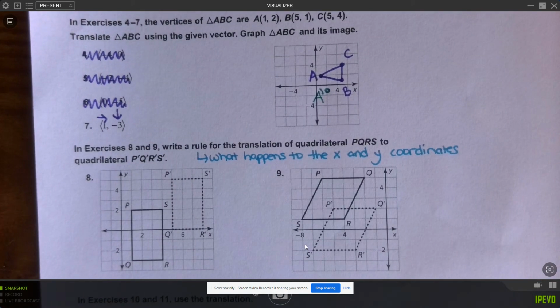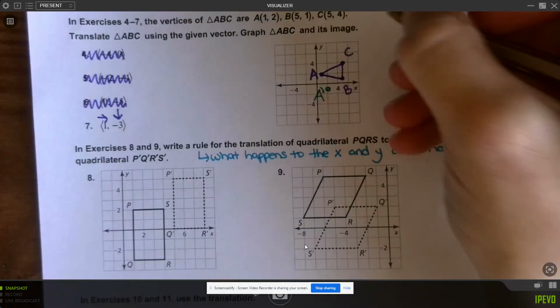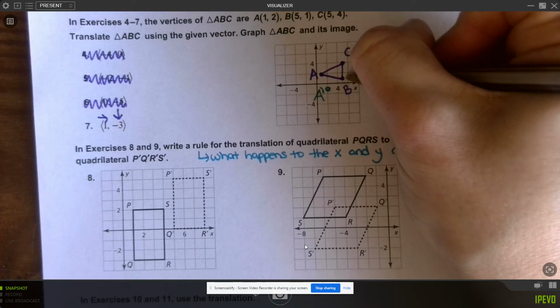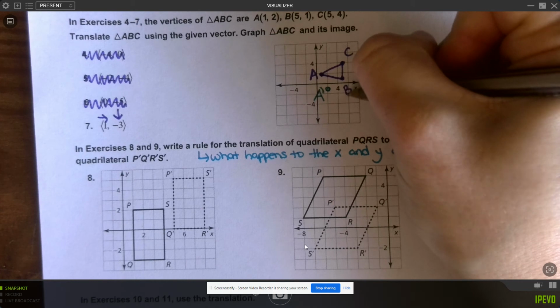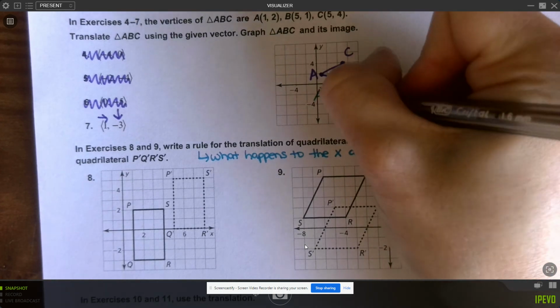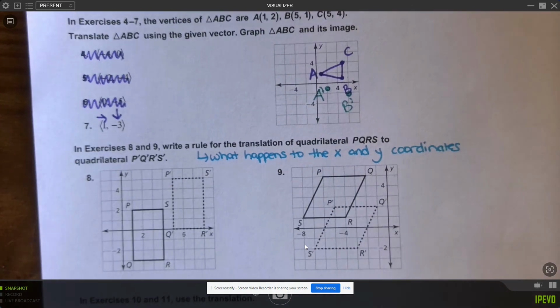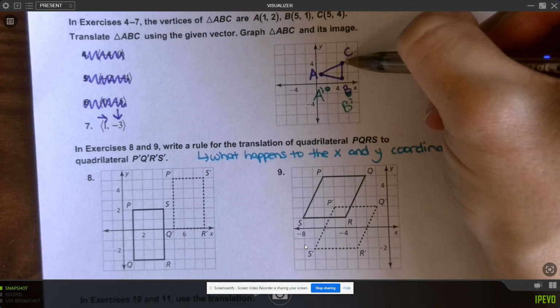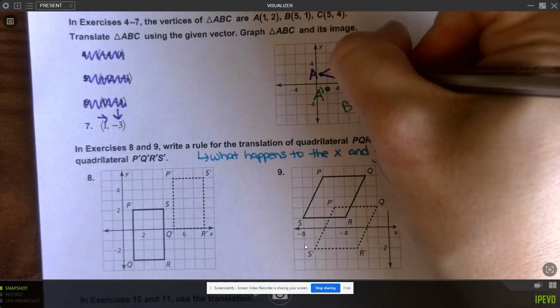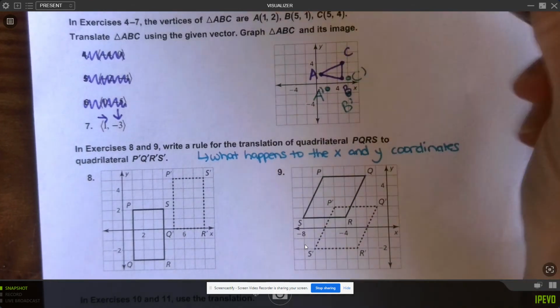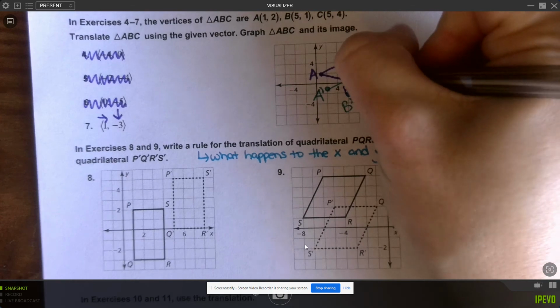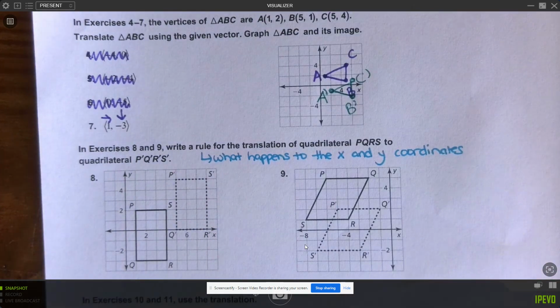I'm now going to do the same thing to point B and point C. So point B, I'm going to move it 1 unit to the right and 1, 2, 3 units down. Call it B prime. C, I'm going to move it 1 to the right and 1, 2, 3 units down and call it C prime. I am then going to go back and connect. So you can see the triangle has not changed size or shape. It has just been slid 1 unit to the right and 3 units down. So that's one way we can perform a translation.